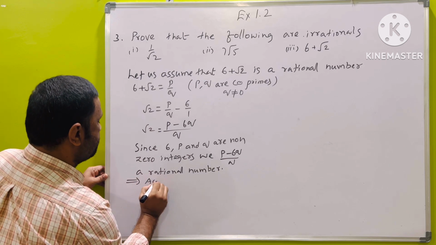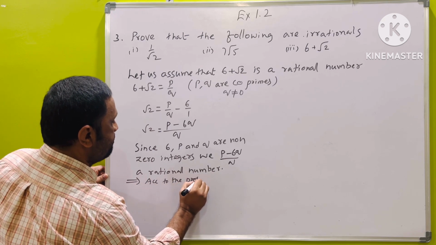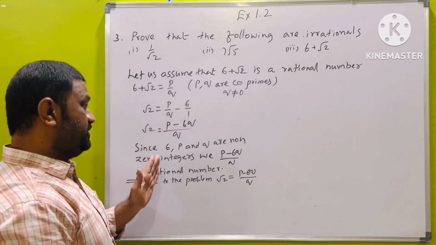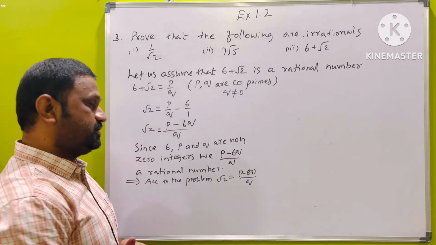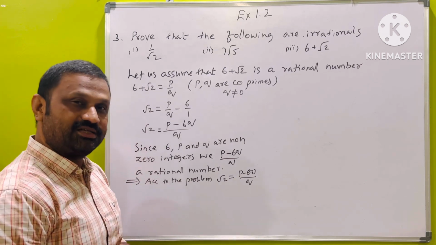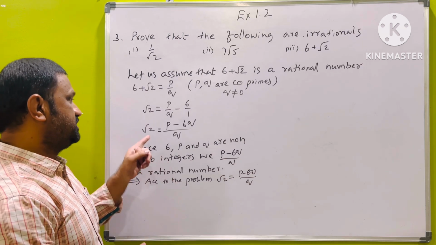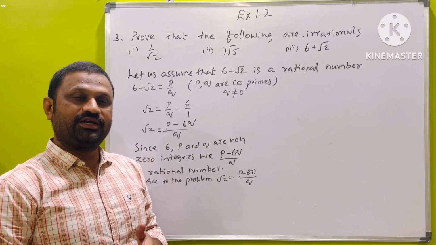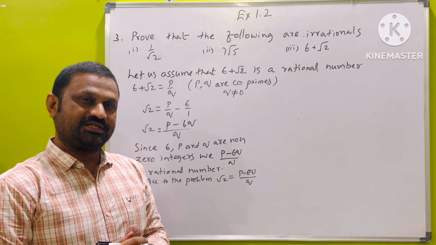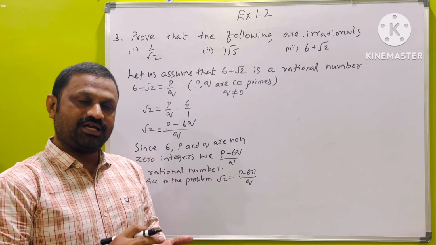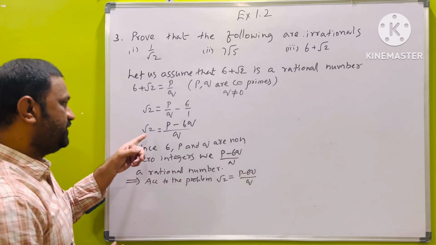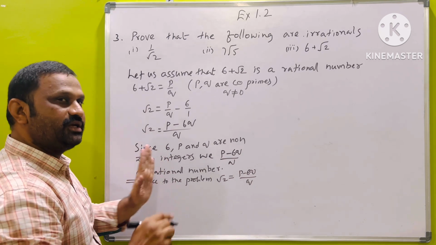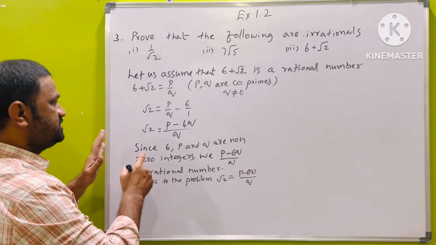According to the problem, root 2 is equal to p minus 6q by q. But after observing the left hand side, we will come to know that root 2 is an irrational. Why is root 2 an irrational? Because the non-perfect square value is under the square root. If you find a non-perfect square value under the square root, we say that number is an irrational number, such as 2, 3, 5, 6, 7 and some other numbers. So root 2 is an irrational and it cannot be equal to p minus 6q by q. This is impossible to be equal.